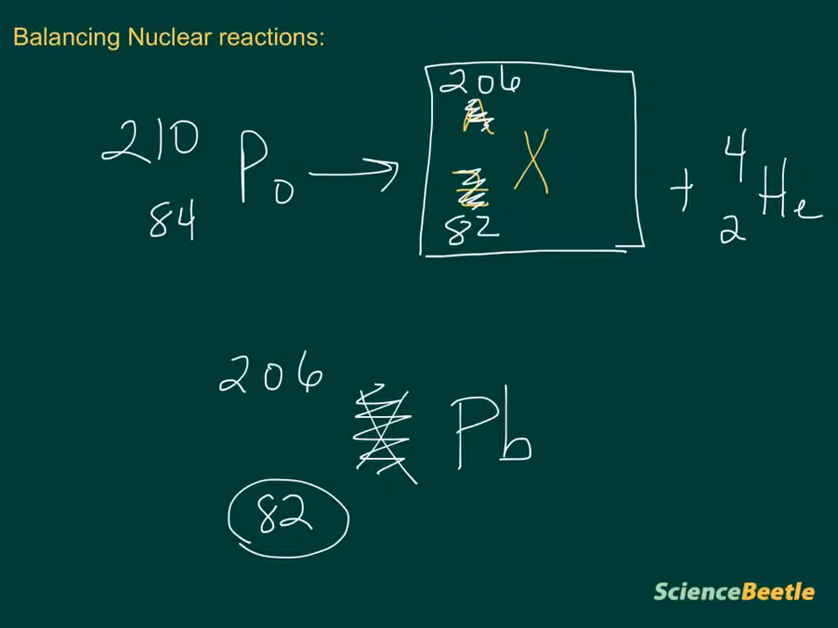So the answer here for this tile that we have up here is that the missing piece is going to be lead-206. And notice that I said lead-206 because what I'm referring to is the actual mass, lead with a mass of 206. Okay, so that's one example of how you balance these nuclear reactions. In the next video, I'll show you how to do a little bit more.